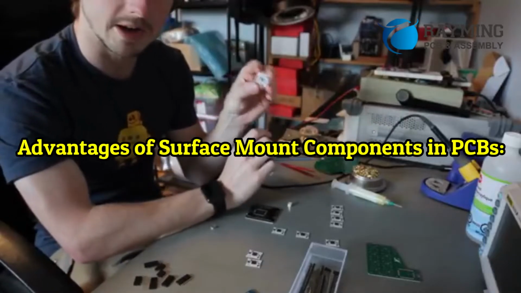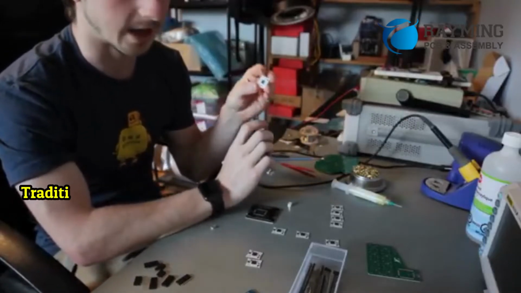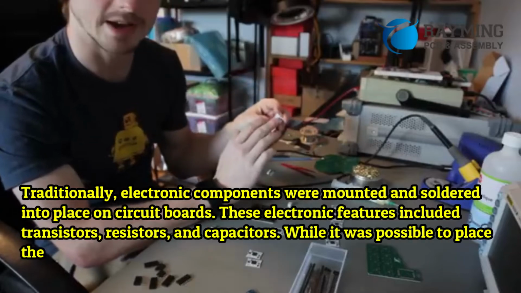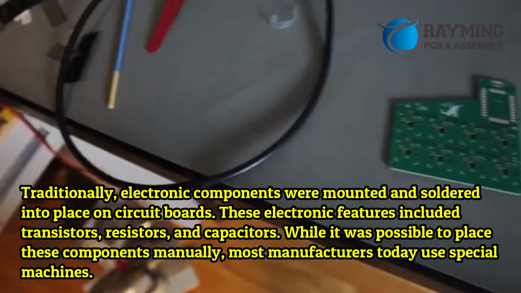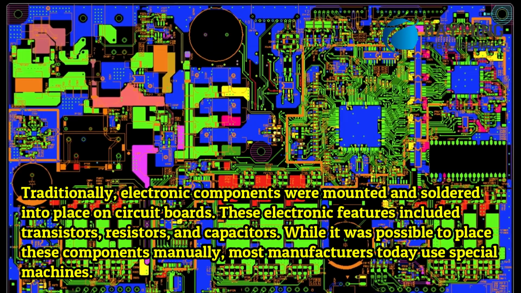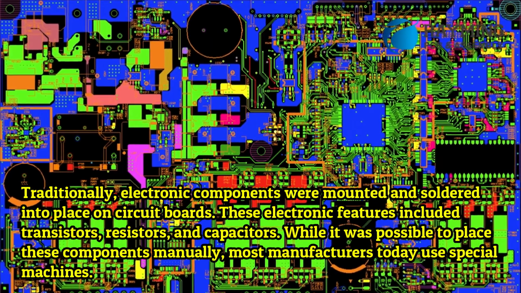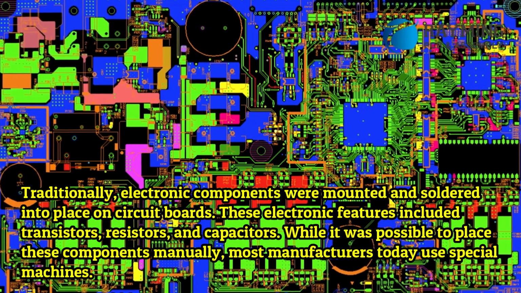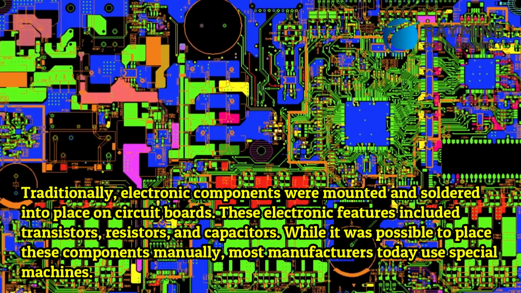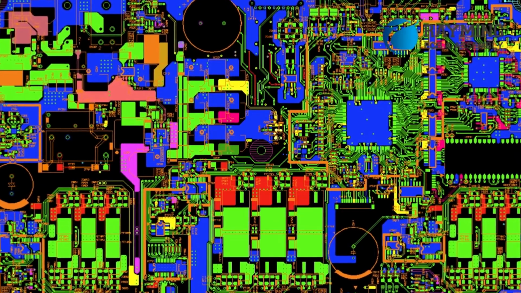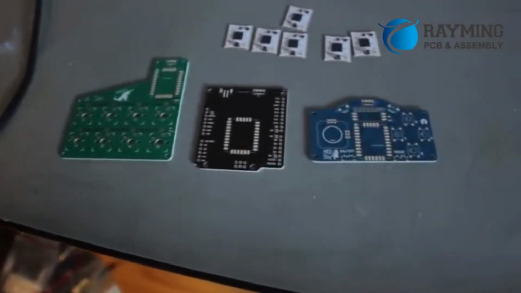Advantages of surface mount components in PCBs. Traditionally, electronic components were mounted and soldered into place on circuit boards. These electronic features included transistors, resistors, and capacitors. While it was possible to place these components manually, most manufacturers today use special machines. These machines create more accurate, high-quality results.